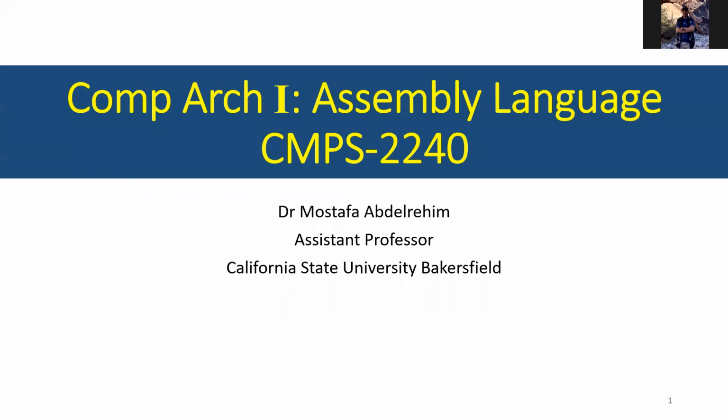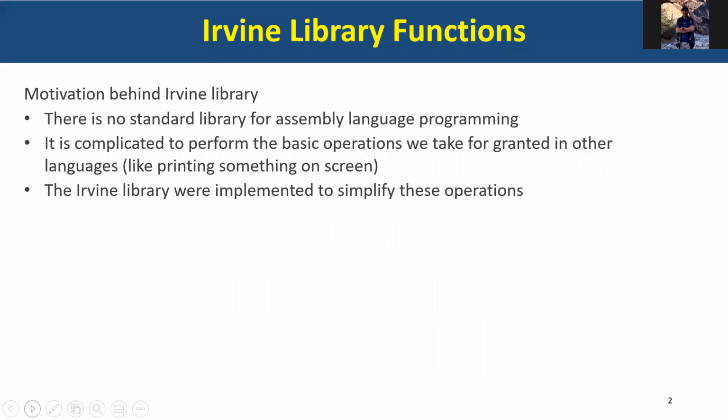In this lecture, we're gonna explore a very important library, a tool that we can use in our assembly language programs to extend the assembly capabilities, or our programming capabilities actually. So, the basic motivation for this library, which is called Irvine Library, is that there are no standard libraries for assembly language programming, and there are many features that are very difficult to implement in assembly, very difficult.